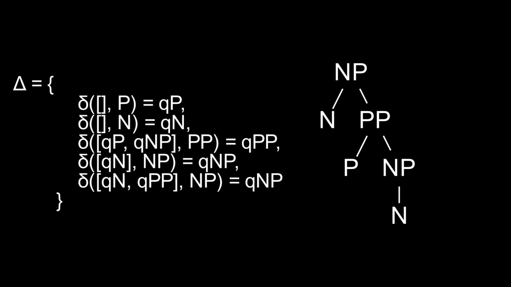Each NP node can have either an N as an only child, or an N child with a PP child, so there are two rules for the NP symbol. One rule has the list with only QN, and the other has the list with both QN and QPP, and both return the state QNP.